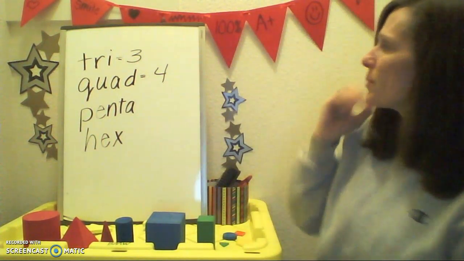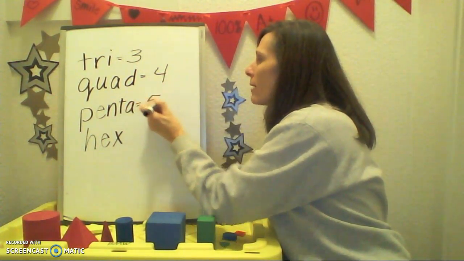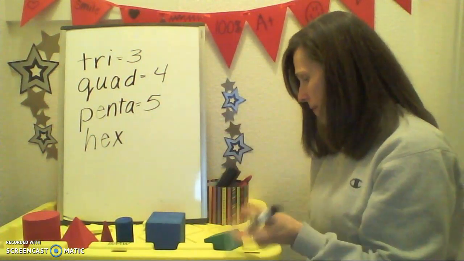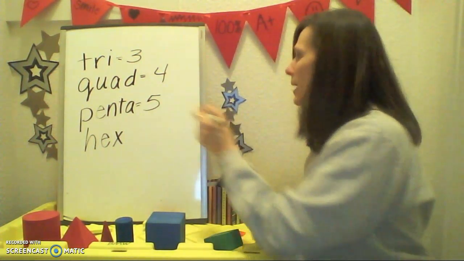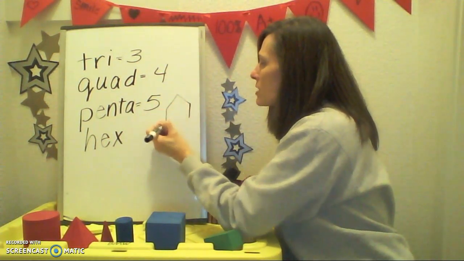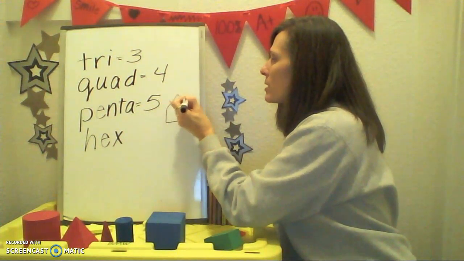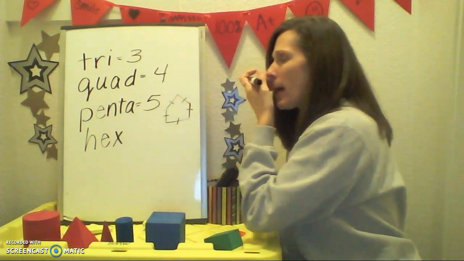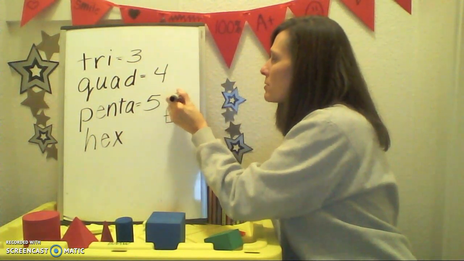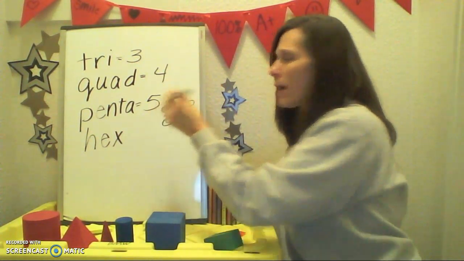Okay? The next one that we talked about was penta, and that means five, for a pentagon. And I don't have a picture of a pentagon, so I'm just going to draw one. It's kind of like a house shape, right? So we've got our five sides, 1, 2, 3, 4, 5. And then we've also got our five angles, 1, 2, 3, 4, 5.